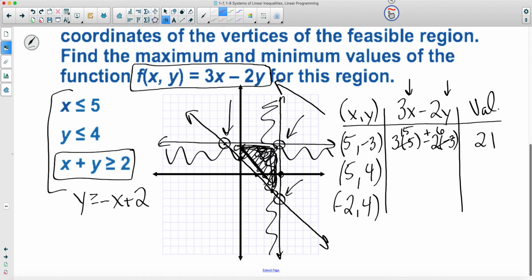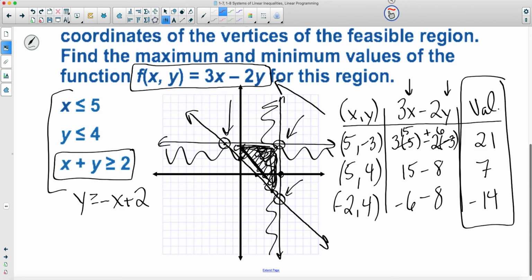So the next point, 3 times 5 is 15, minus 2 times 4 is 8, and then that's going to get us to a 7. And then the last one, 3 times -2 is -6, minus 2 times 4 is 8, so it's -14. So you look here in this column for the highest and the smallest number. So the smallest number here, that's our minimum.